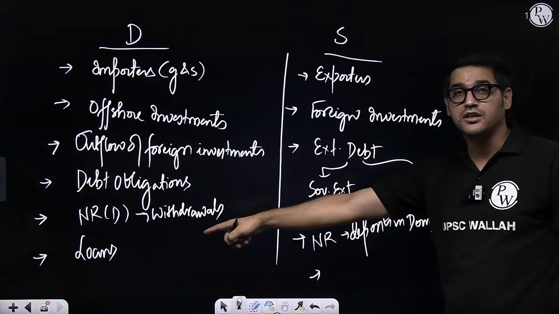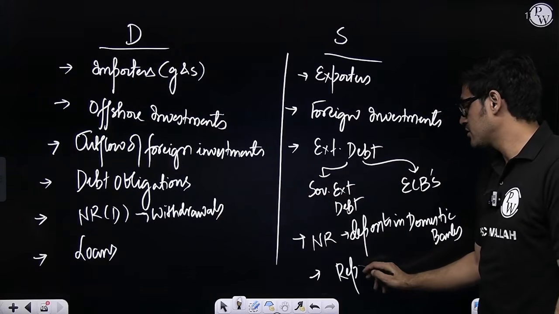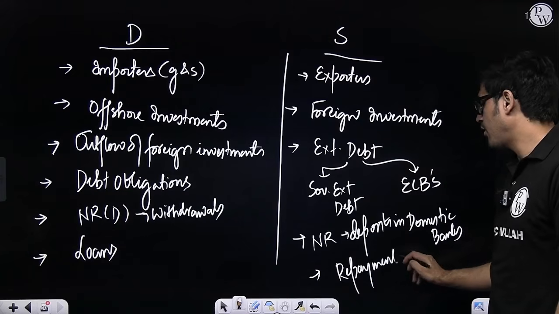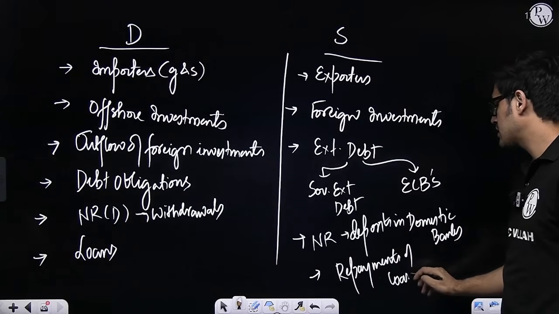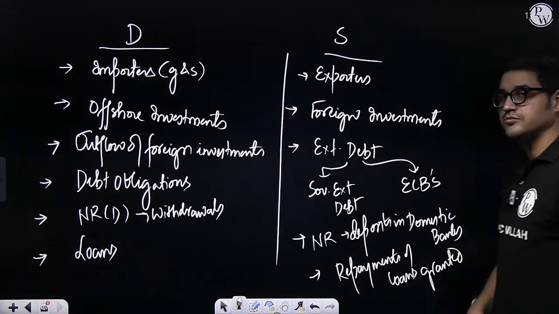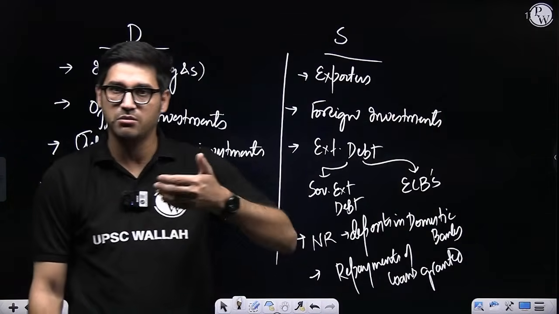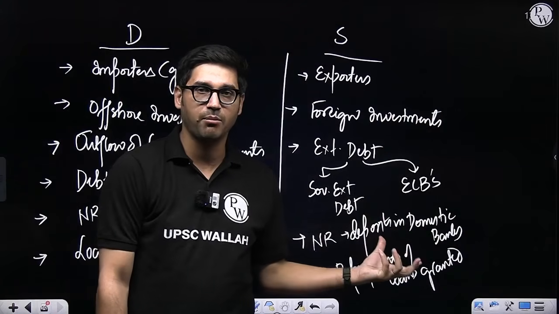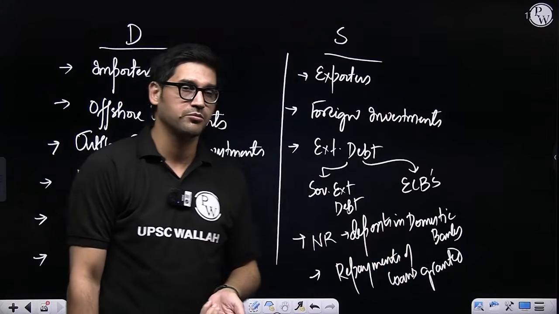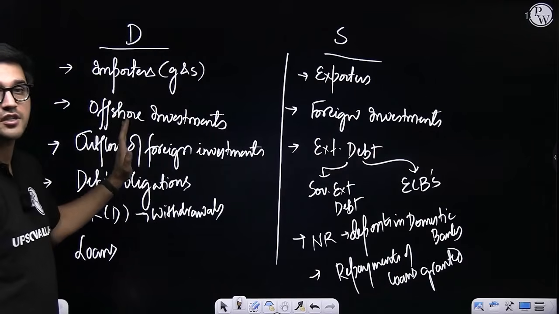When you get your loan repayments of loans granted, the loans that you had given to the rest of the world, when you receive the principal and the interest back, this is going to create a supply of forex into the economy also. These are the factors which will create the supply. These are the factors which will create the demand.